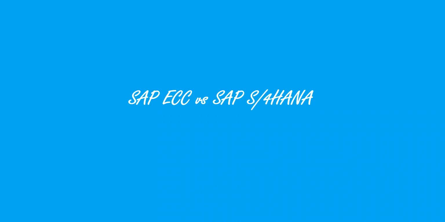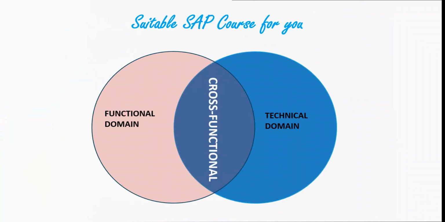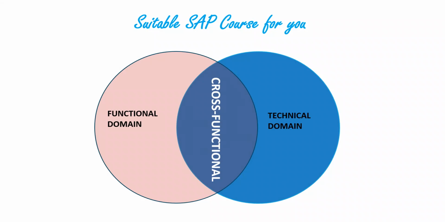Okay, all right. So now let's look at the suitable SAP course for you. First, we need to establish this. There are two major domains and a cross-functional domain. You have the functional domain. These are business areas.